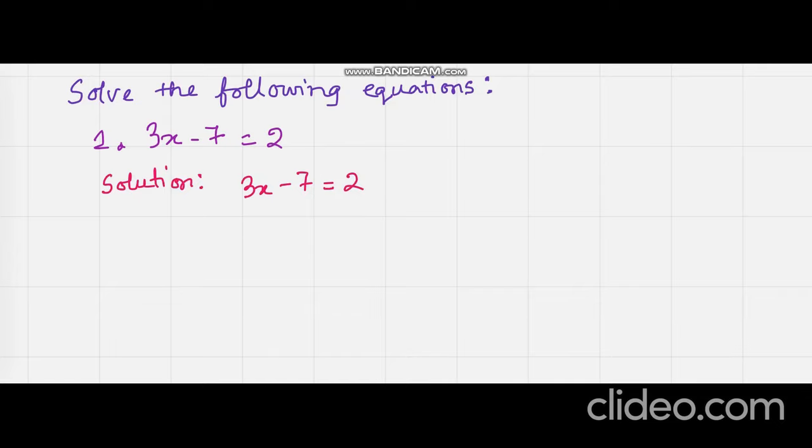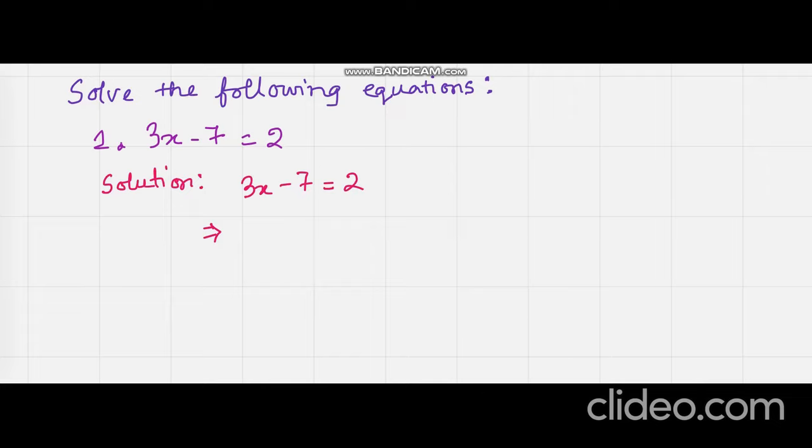Hello students, let us now solve linear equations. Let us take the example of 3x minus 7 equal to 2. Let us see how we are going to solve this. Our main intention will always be to keep the variable on the left hand side, and move all the constants to the right hand side.